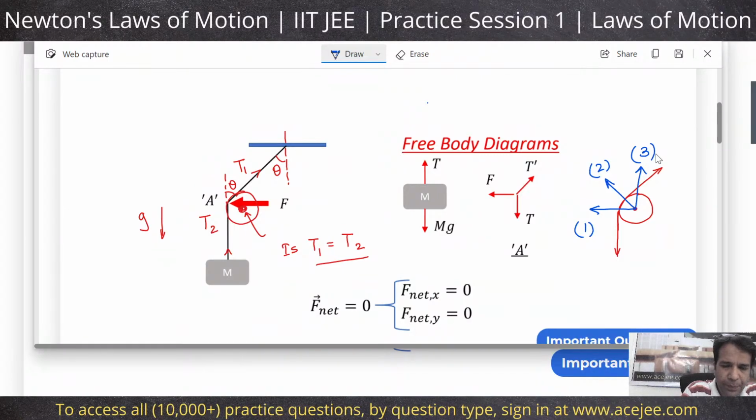So can you tell me how we can achieve this kind of a scenario, this one right here, where the tension is not the same in the two parts of the string? So what might be causing it? Or how can you achieve that scenario?